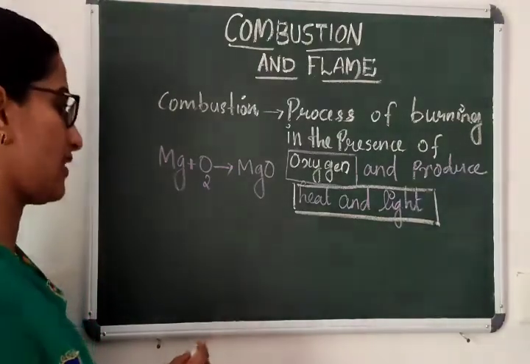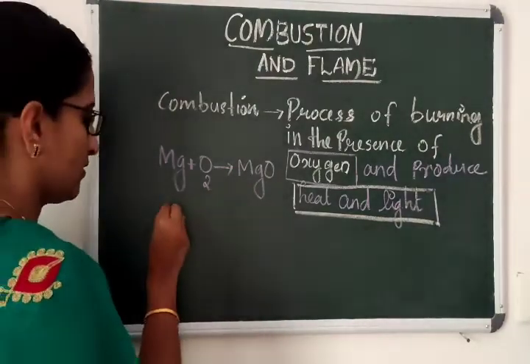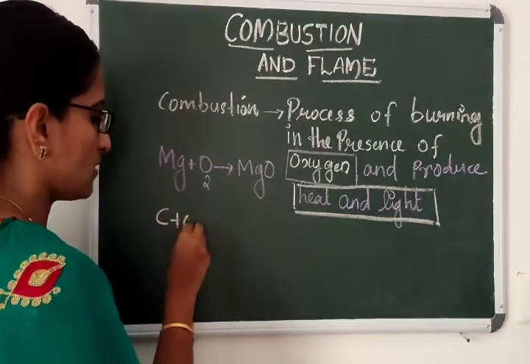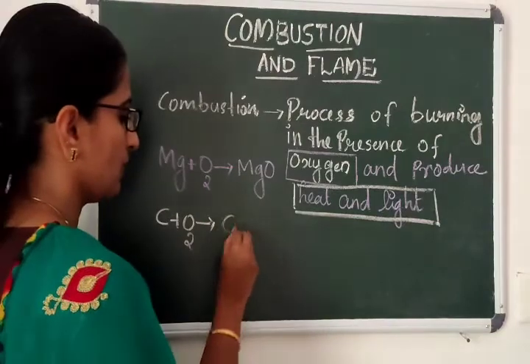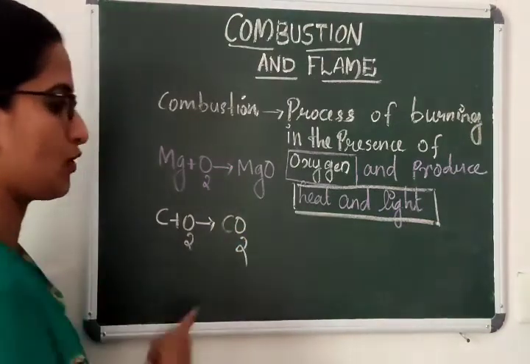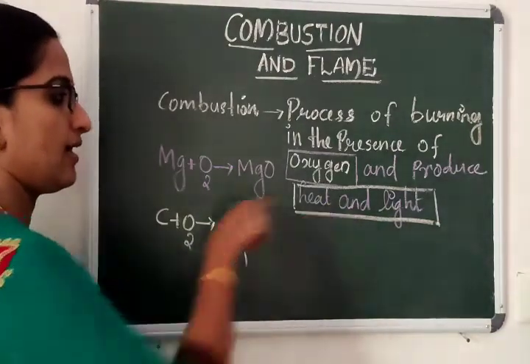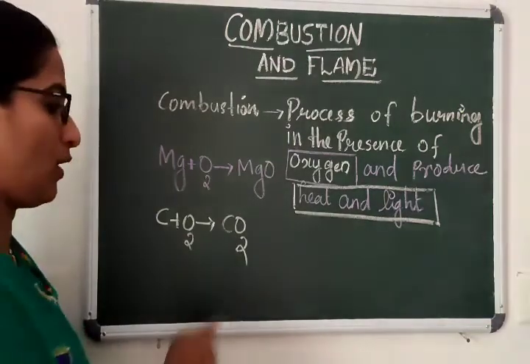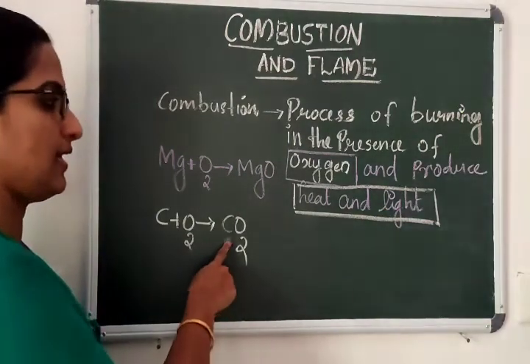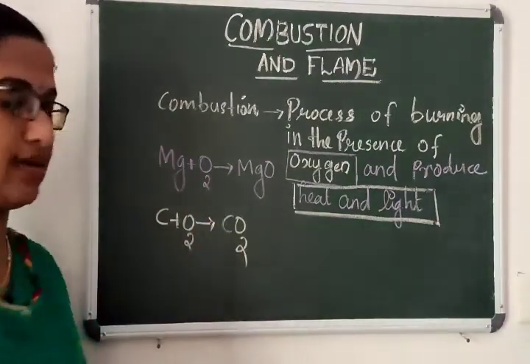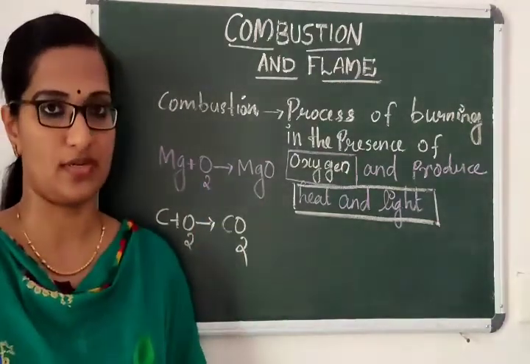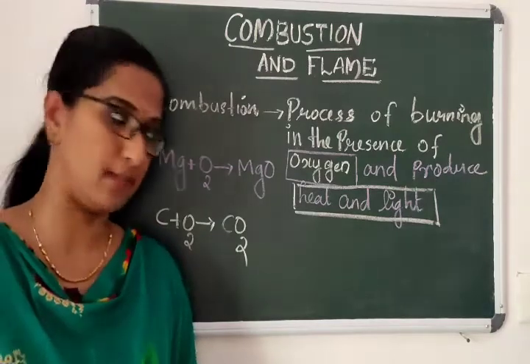So what happens if carbon undergoes combustion? Carbon plus oxygen will give you carbon dioxide. Along with this reaction you will get heat and light. Along with carbon dioxide you will get heat and light. Here also, along with magnesium oxide, you will get heat and light. This is the product after combustion. That point you have to remember.